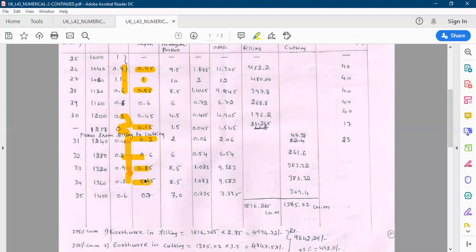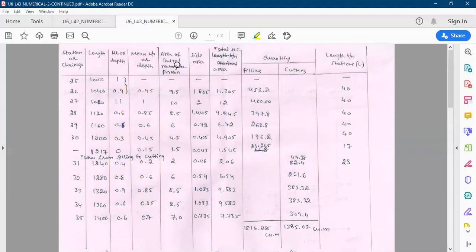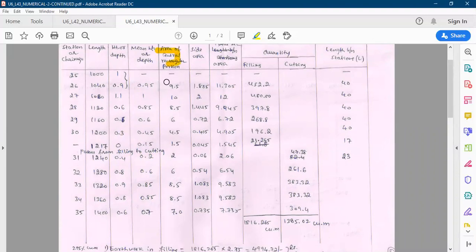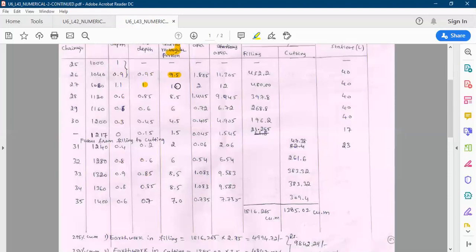Like that, you can calculate the mean depths, right? Once mean depths are calculated, we can calculate the b into d portion, the area of the central rectangular portion, that is b multiplied by d. Here capital B, the formation width, is 10 meter. 0.95 multiplied by 10 is 9.5. Similarly, 1 multiplied by 10 is 10. Like that, multiply all the mean depths by the formation width, so we can get these values.